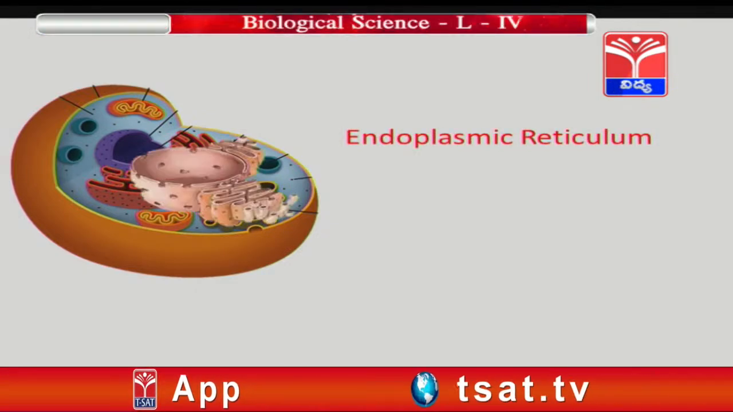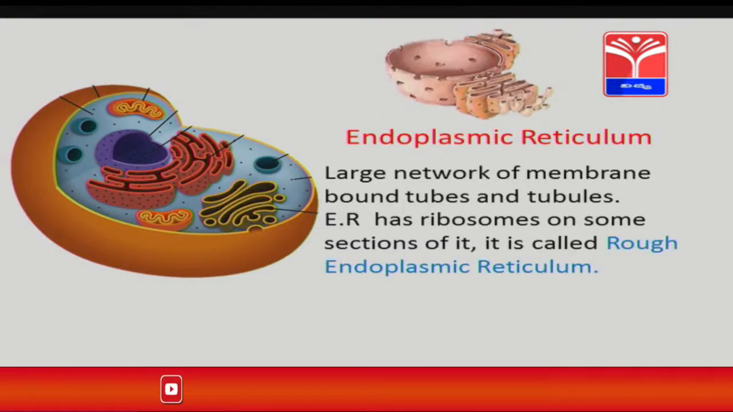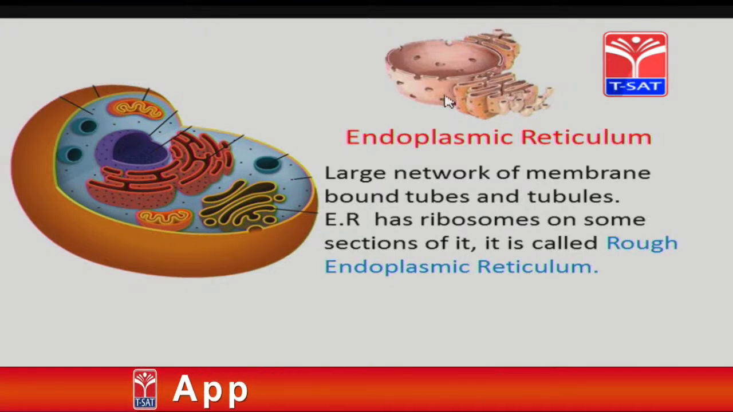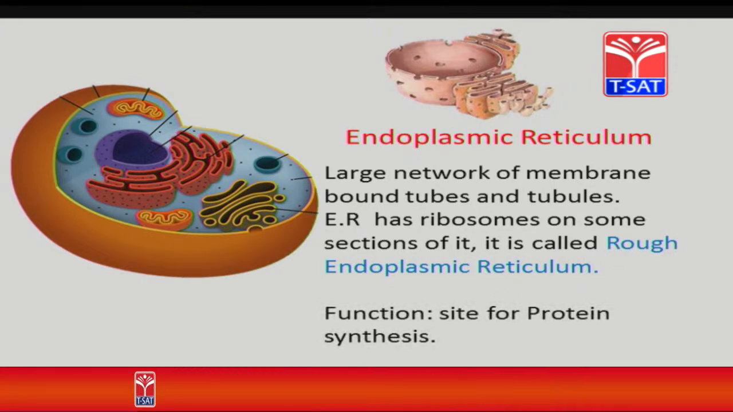Endoplasmic reticulum. Endoplasmic reticulum is an organelle with large network of membranes, bound tubules and tubes. Some sections of the endoplasmic reticulum has ribosomes on it. Just observe here, these are the small granules which are called ribosomes. Such sections are called as rough endoplasmic reticulum. The function of rough endoplasmic reticulum is protein synthesis.